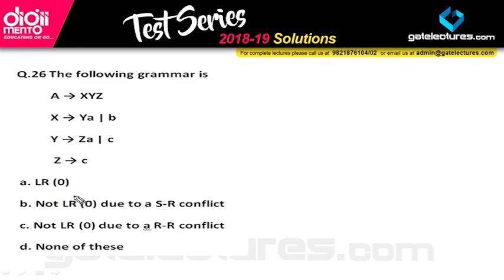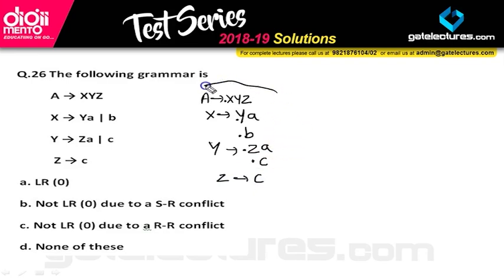So let's see. The given grammar is A derives XYZ. X derives YA and B. There is a dot; this is how we use it, to see how much of the string we have parsed. Dot in front of A and dot C, and Z derives C. So this is my first closure.